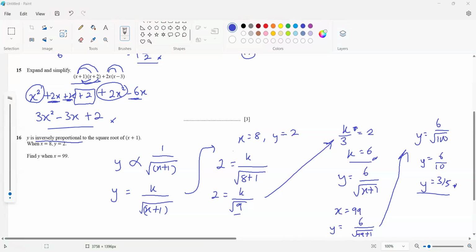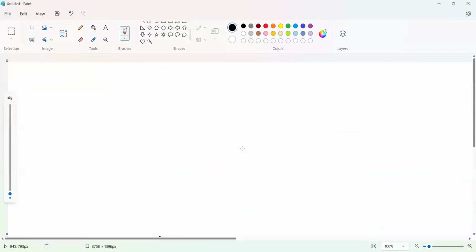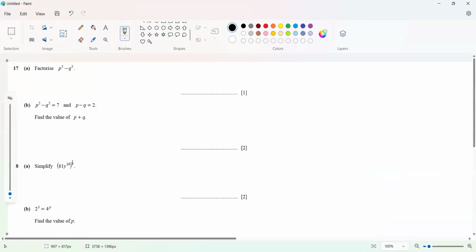So moving on to question number 17 and 18. For 17, we will factorize p squared minus q squared. If you recall, this is a formula that you must remember: a squared minus b squared equals a minus b, a plus b. They just literally use a different unknown in this case. So straight away, you can say p squared minus q squared is p minus q, p plus q.